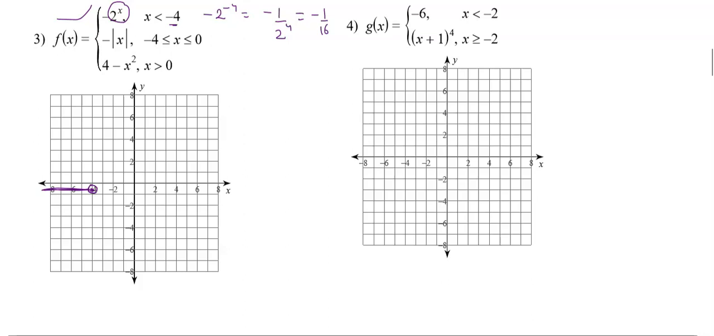Let me erase that part. It is a hole at minus 4. Why a hole? Because x value does not touch minus 4. Okay, let's come to the second part.